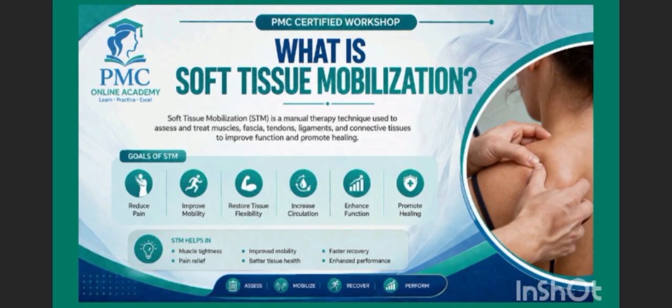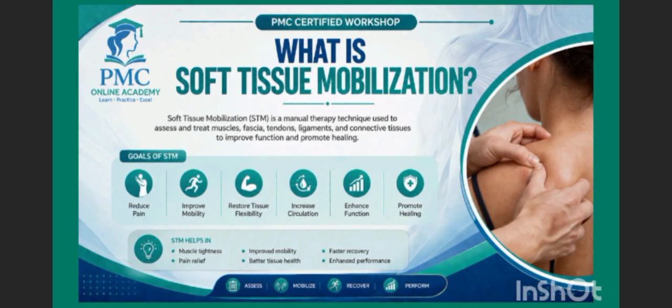The main purpose of STM is to restore normal tissue mobility and function. When soft tissues become tight, injured, or develop adhesions, they can restrict movement and cause pain. By using specific manual techniques, we can help improve tissue flexibility, reduce pain, and promote healing.